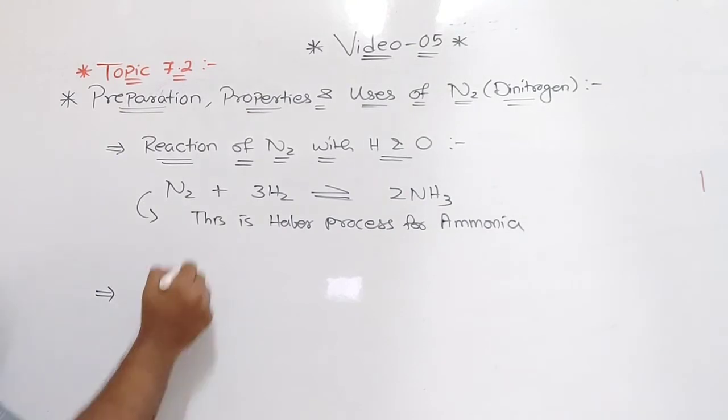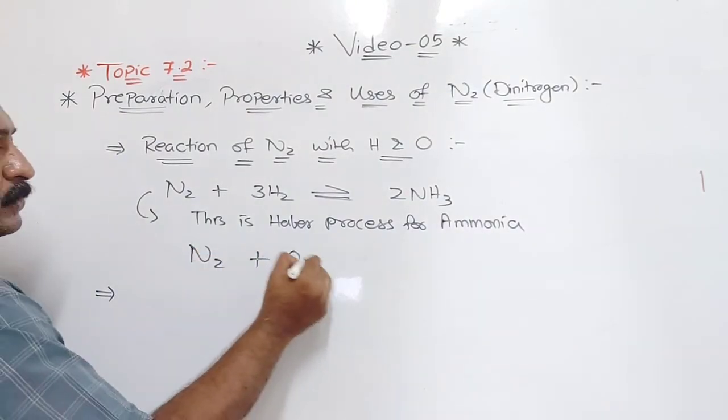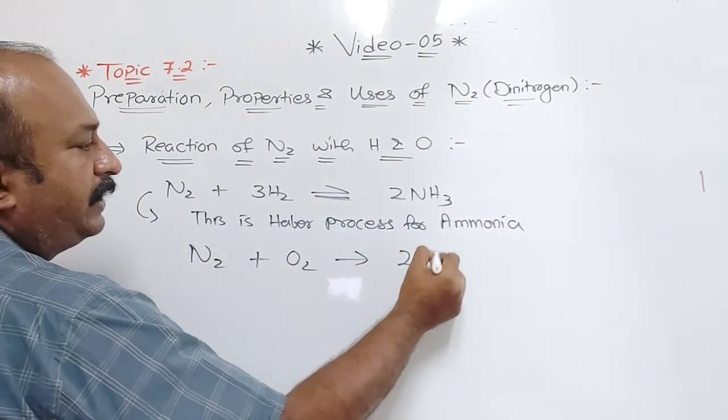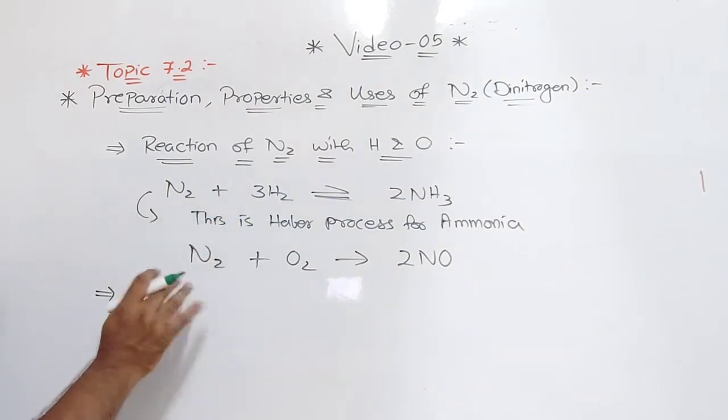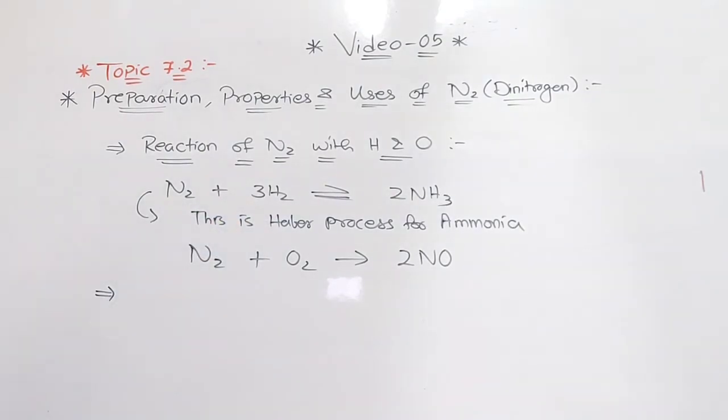Now the same thing with oxygen, that is N2 plus O2 will give you 2NO, nitrogen monoxide. I think you must have studied this. Thus ammonia and NO are the compounds of nitrogen with other non-metals like H2 and O2. Understood? So this is the reaction with H and O.